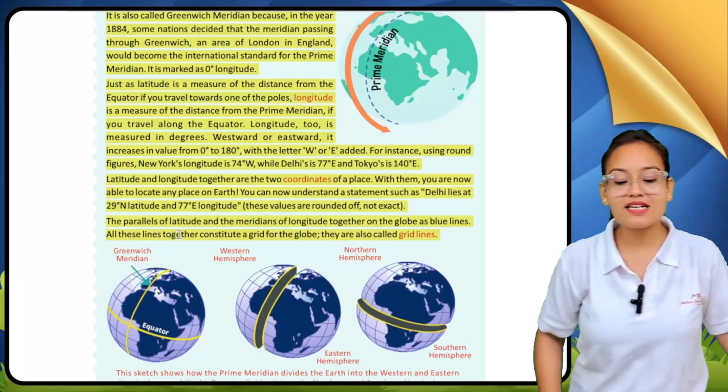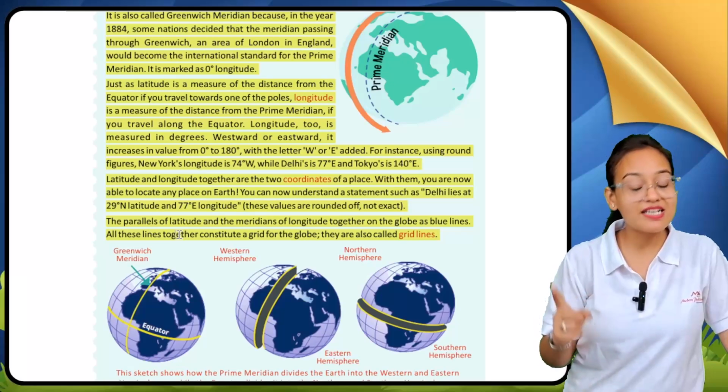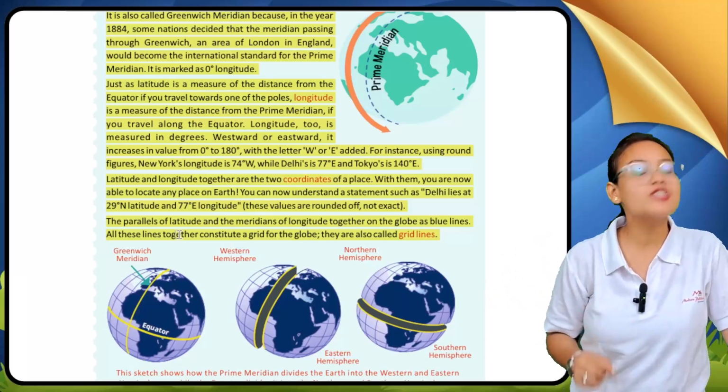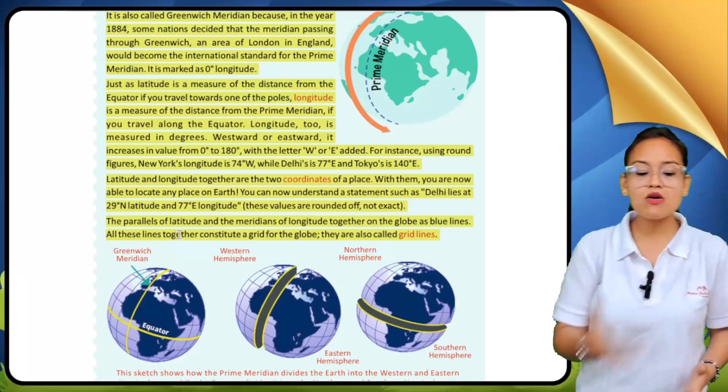You can now understand statements such as Delhi lies at 29 degrees north latitude and 77 degrees east longitude, through which you can easily identify the lat long of Delhi. Okay. Now, what are grid lines?